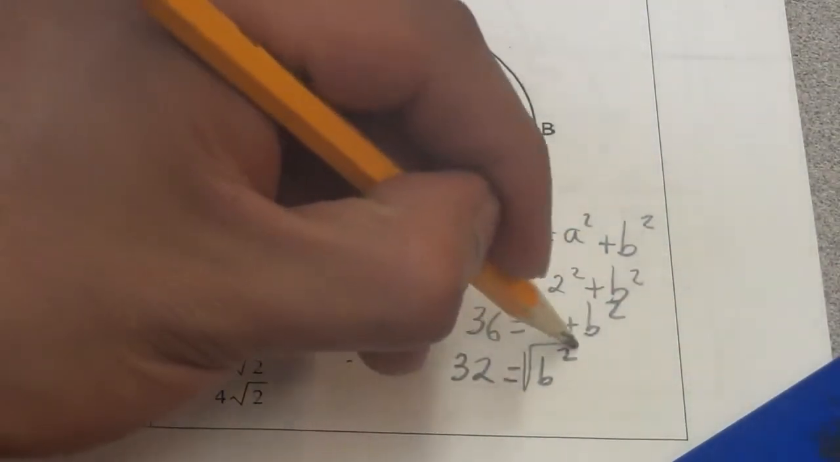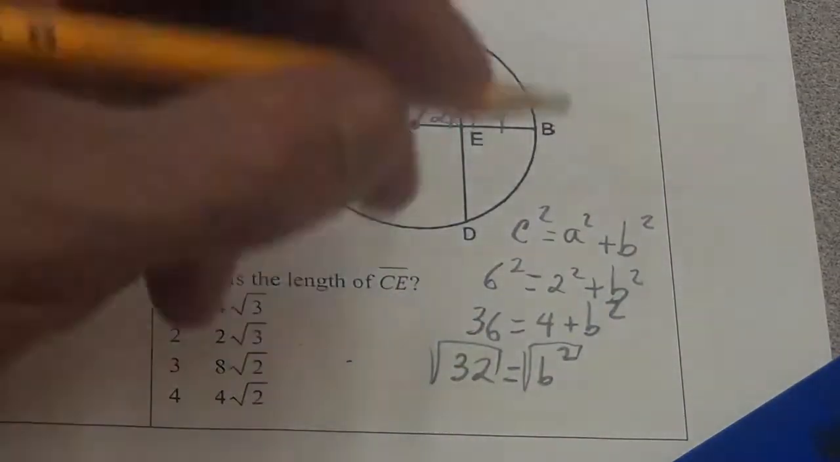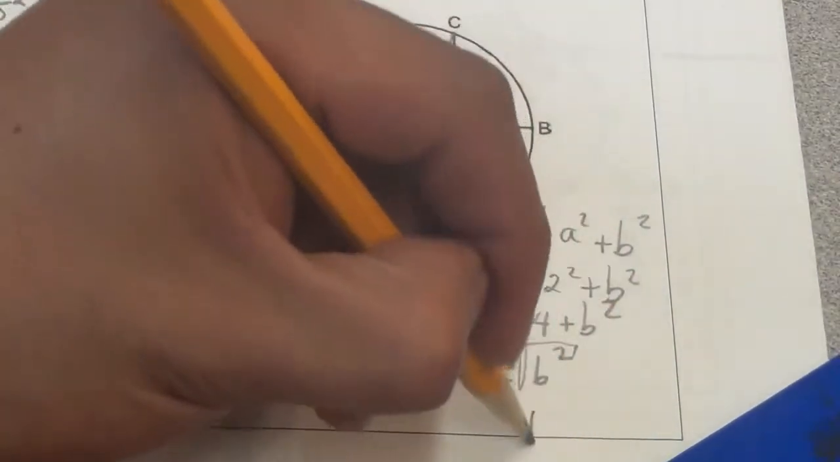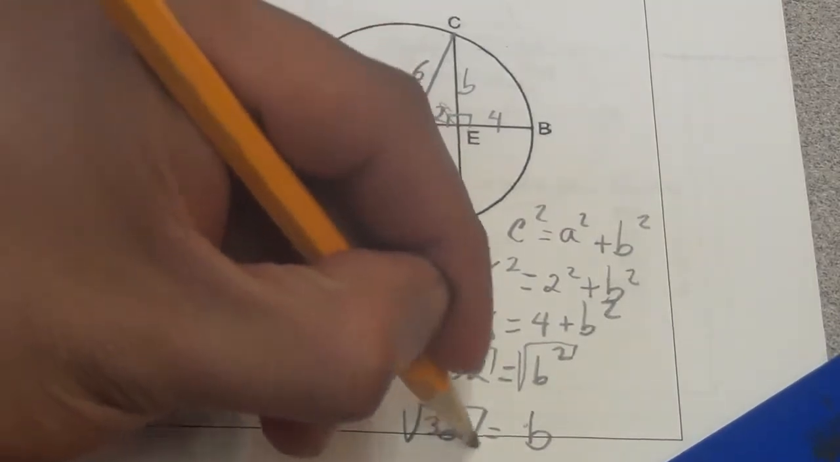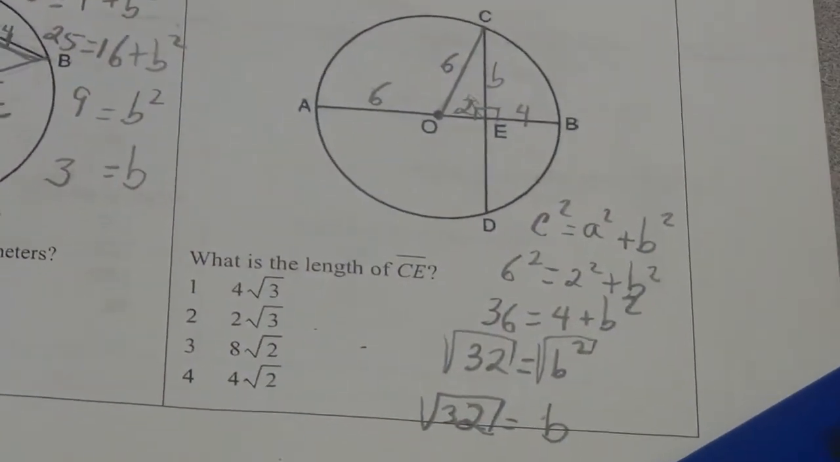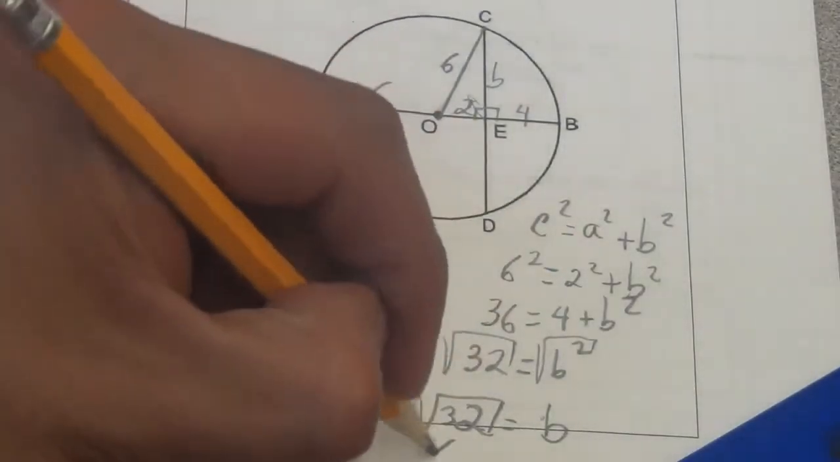So we take the square root. So b equals radical 32. Unfortunately, look at the choices. None of them is radical 32. Oh, so I have to simplify.